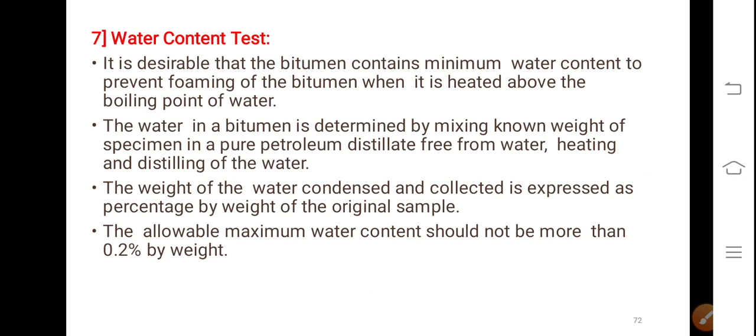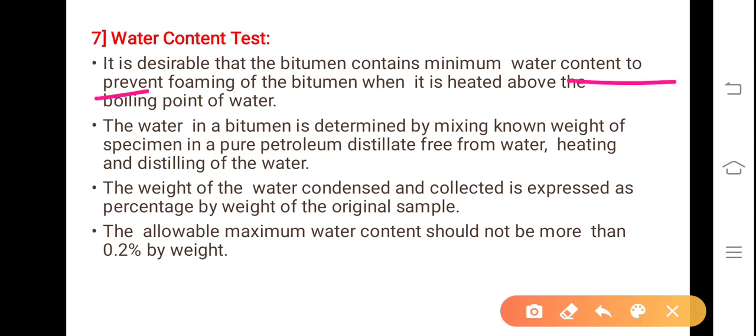Water content test. It is desirable that the bitumen contains minimum water content to prevent foaming of the bitumen when it is heated above the boiling point of water. That means when water is heated, foaming will automatically take place. To avoid that, water content should be minimum.